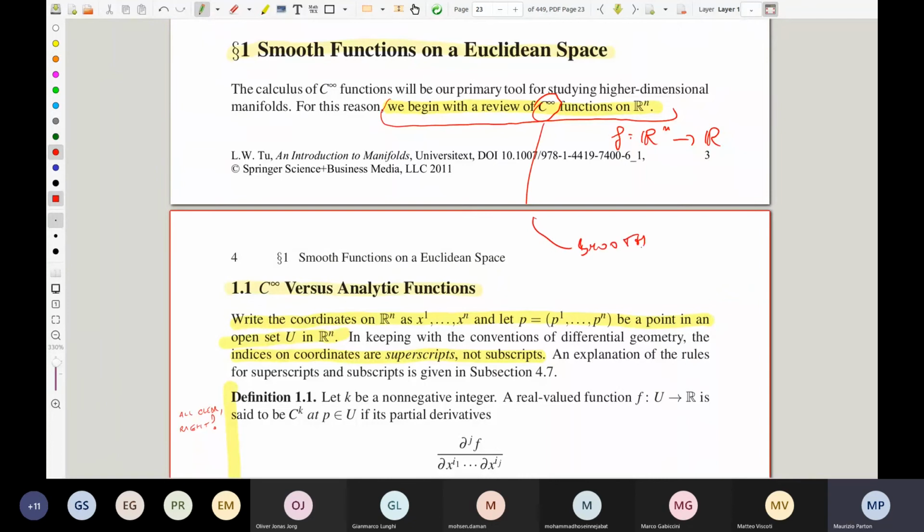They are synonyms for us. And differential geometry is always assuming that everything is smooth. Whenever I talk about something in this course, even if I don't specify this, we assume it is smooth. This is infinitely differentiable.